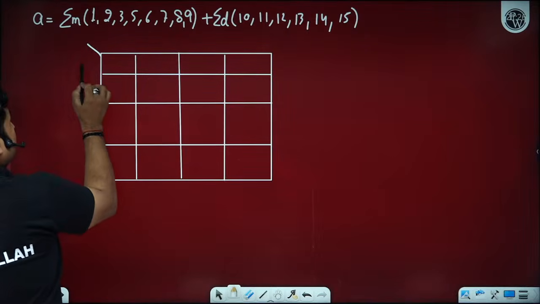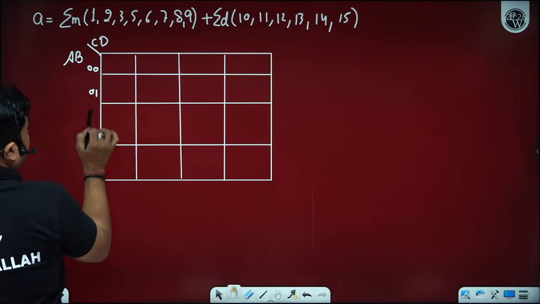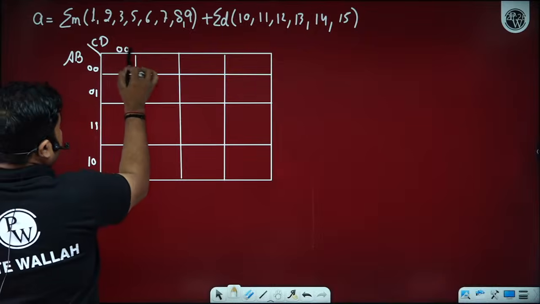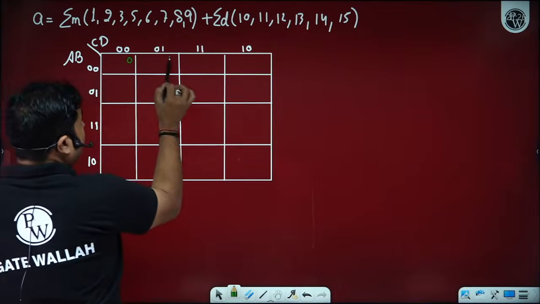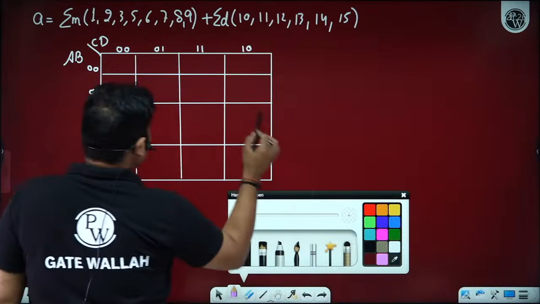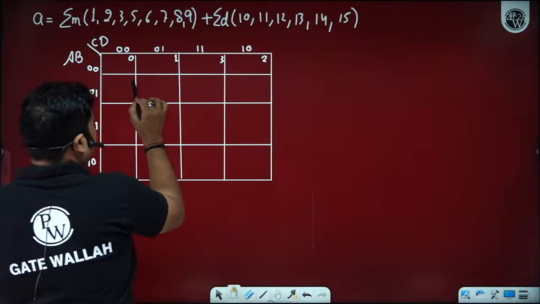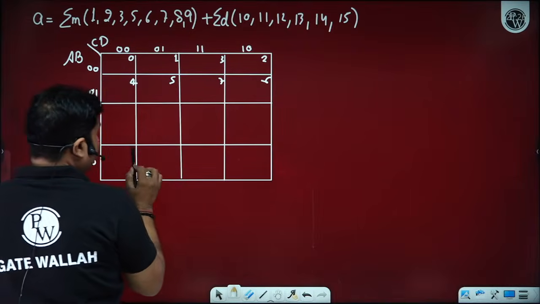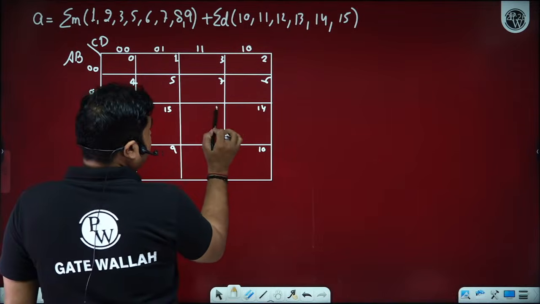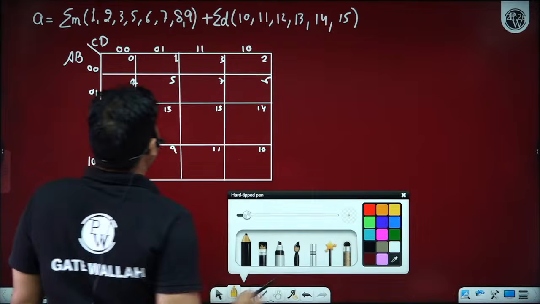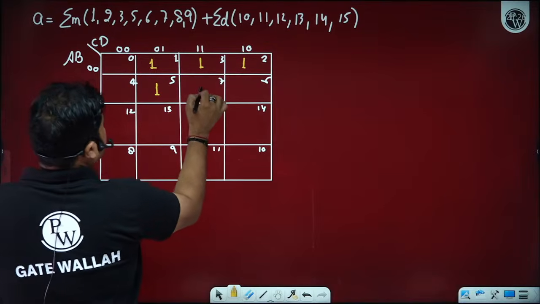This K map will give you, sir, AB as per the MSB, LSB: 00, 01, 11, 10, and CD: 00, 01, 11, 10. So we are getting the binary of 0, 1, 2, 3, 4, 5, 6, 7, 8, 9, 10, 11, 12, 13, 14 and 15. What are the positions where we are getting output logic 1? 1, 2, 3, 5, 7.